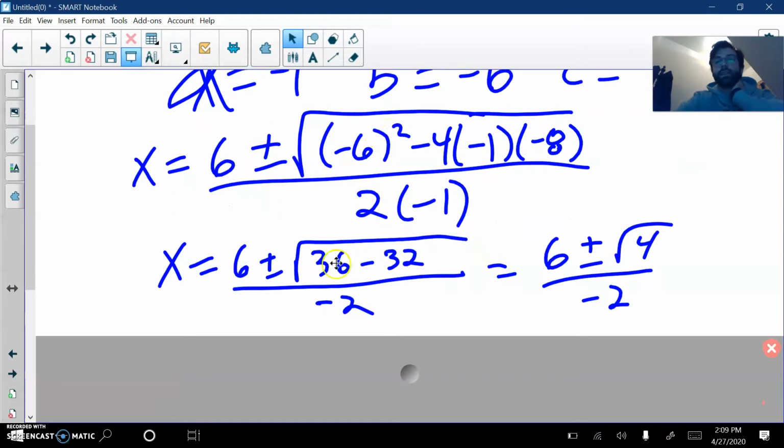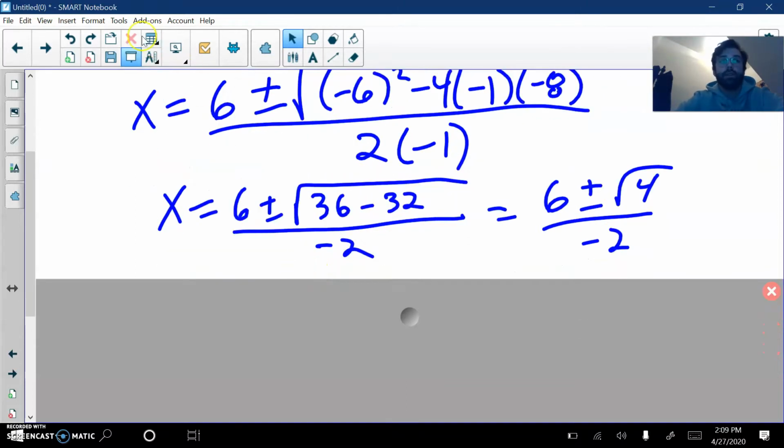Negative 6 times negative 6 gives me positive 36. Negative 4 times negative 1 gives me positive 4. 4 times negative 8 gives me 32, or excuse me, negative 32. So I have 36 minus 32 to get 4. And 2 times negative 1 gives me negative 2 in the denominator.